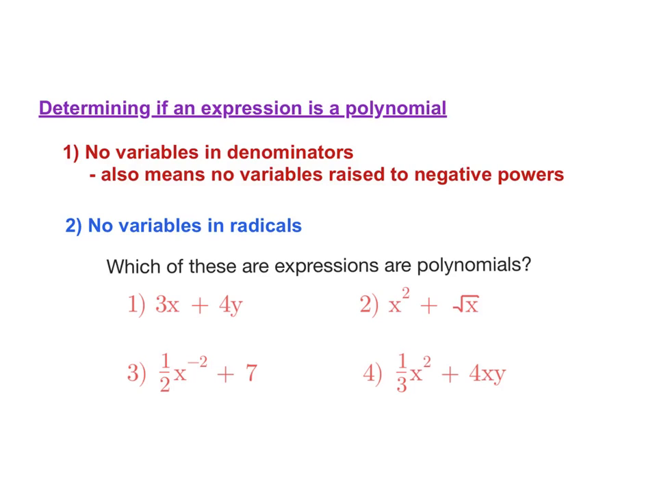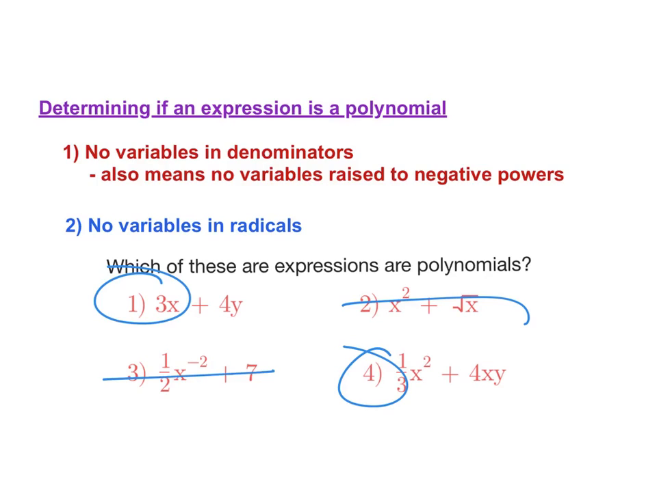Okay, let's go through them. How many of you think number 1 is a polynomial? Raise your hand if you think 1 is a polynomial. Okay, lots of hands. How many think 2 is a polynomial? Raise your hand. How many think 3 is a polynomial? How many think 4 is a polynomial? Very good, class. These are both polynomials.